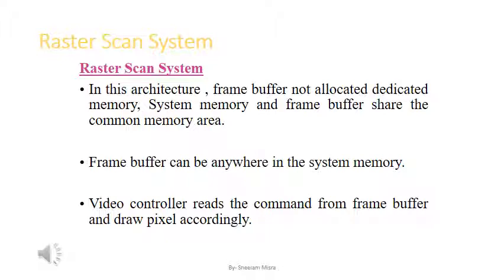So here in this architecture, the frame buffer is not allocated dedicated memory. System memory and frame buffer share a common memory area. The buffer can be anywhere in the system memory. The video controller reads the command from the frame buffer and draws pixels accordingly.